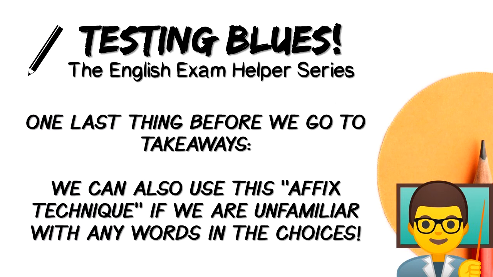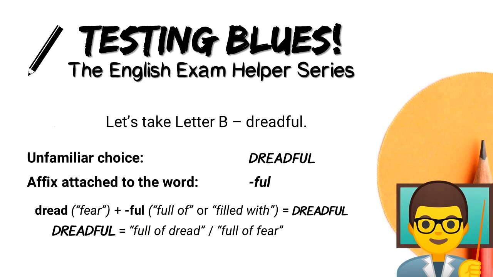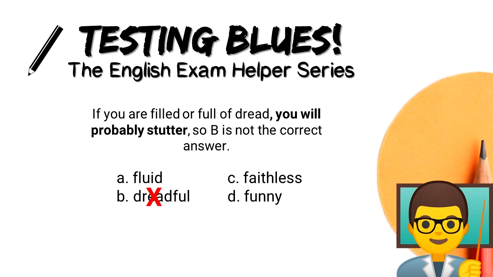One last thing before we go to takeaways. We can also use this affix technique if we are unfamiliar with any words in the choices. Let's take letter B, dreadful. The suffix full means full of or filled with. So dreadful technically means filled with or full of dread. If you are filled or full of dread, then you will probably stutter. So B is not the correct answer.